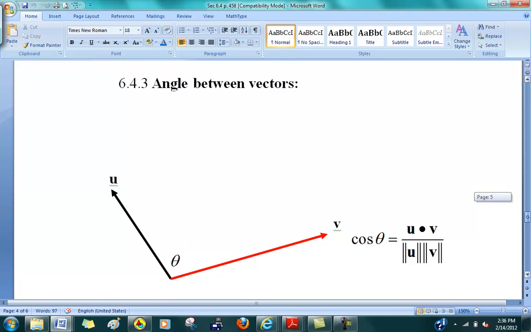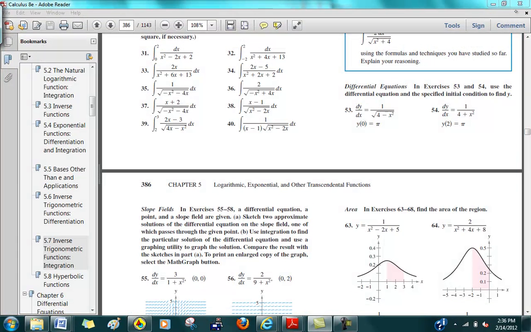Okay, last formula of the day is the angle between two vectors. So here's your formula. It just reads cosine theta is equal to u dot v over the magnitude of u times the magnitude of v. Okay, so straight out formula to find an angle between two vectors.